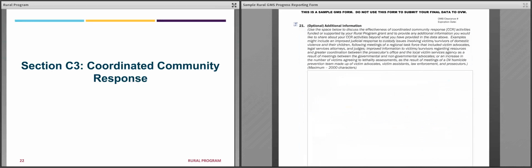And then in question 21, you have another optional additional information question where you can provide narrative data about the coordinated community response activities that you're engaging in during the current reporting period.